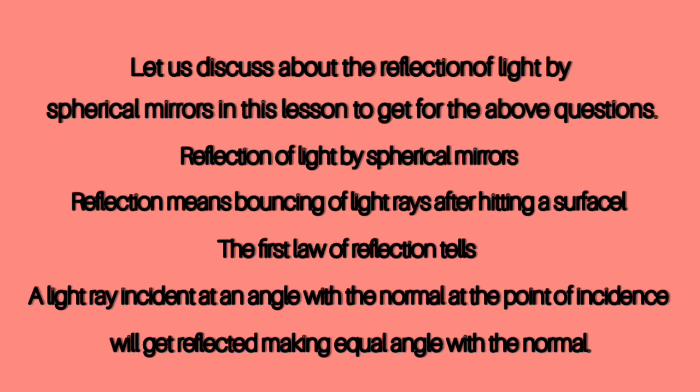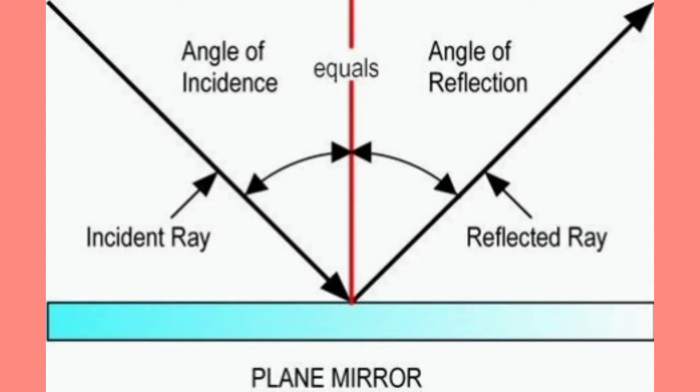Now we are going to learn reflection of light by spherical mirrors. Here we are going to learn the first law of reflection. What does the first law of reflection tell us? A light ray incident at an angle with the normal at the point of incidence will get reflected making an equal angle with the normal. This is shown in this diagram.